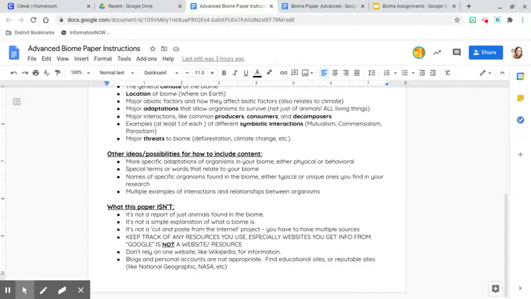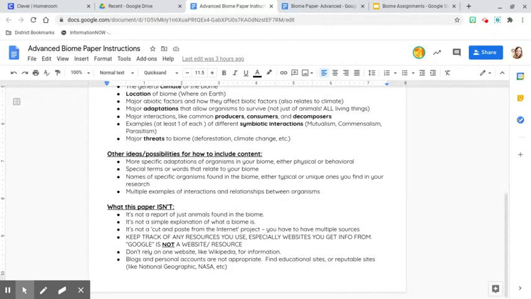Keep track of any resource you use, especially websites you get information from. Google is not considered a website. It is a search engine. It is not a website. You need to actually click on the links and get the websites.